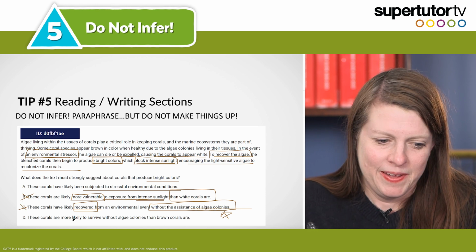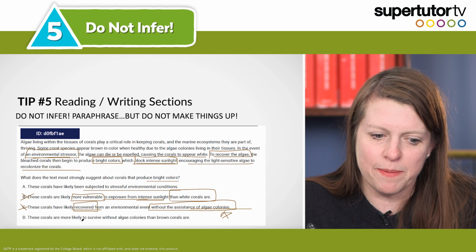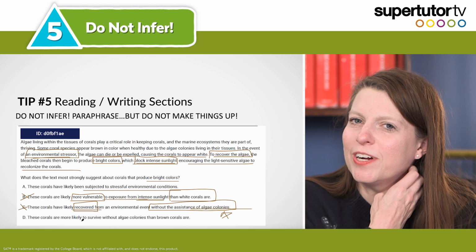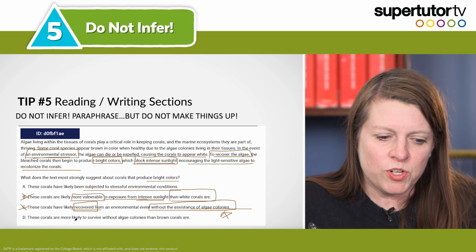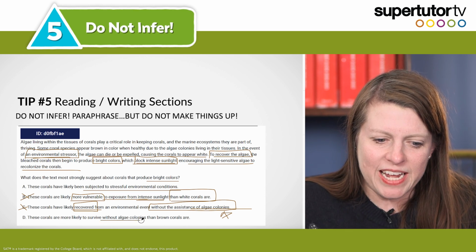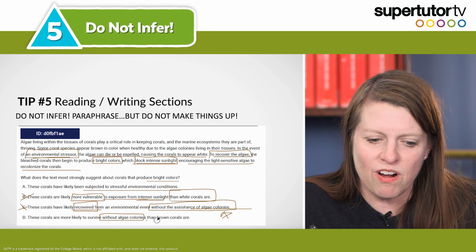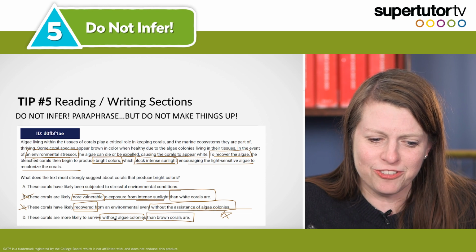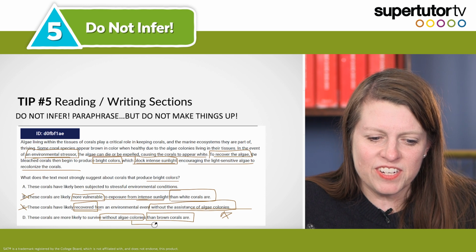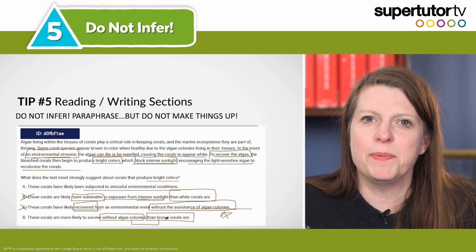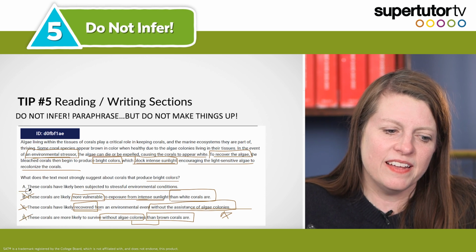Don't make things up. These corals are more likely to survive without algae colonies than brown corals are. So again, comparisons are another way that the College Board tries to get you to infer or make things up that aren't supported by the passage. These corals are more likely to survive without algal colonies. So they don't have them right now, but I don't know if they're likely to survive or not than brown corals are. Does that mean brown corals without the algal colonies? But aren't these just the brown corals, adapted? This is just a weird comparison. You can't infer comparisons. You can't make things up when it comes to comparisons. Don't do it. And that's how we get to answer choice A.